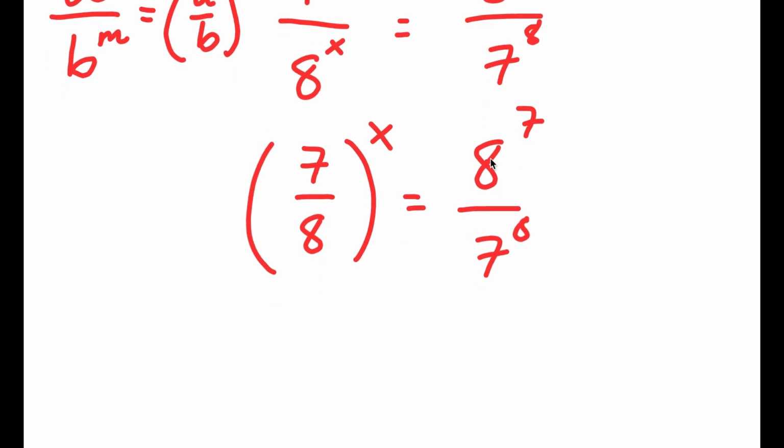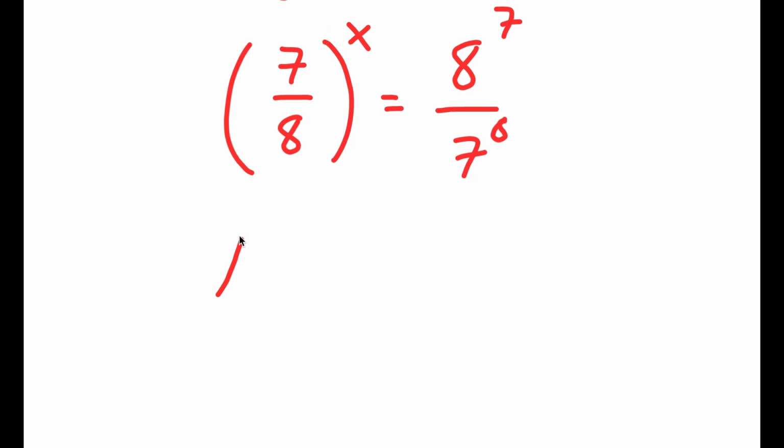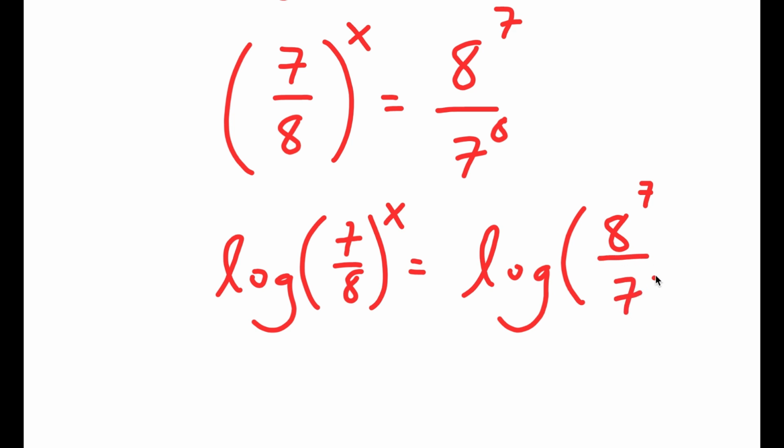And now from here, I'm going to take the log on both sides. So I get log of 7 over 8 to the power of x is equal to log of 8 to the power of 7 over 7 to the power of 8.